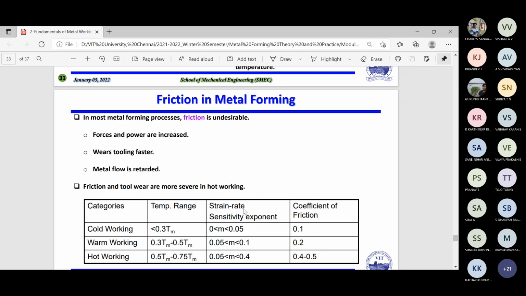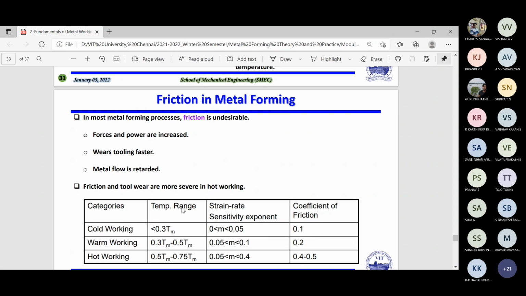So I gave the typical result for this friction actually. The friction and the tool wear are more severe in hot working. Okay, so if you see the categories, cold working, these are almost in a similar zone, actually they have already done. Like a universal truth, you can say.